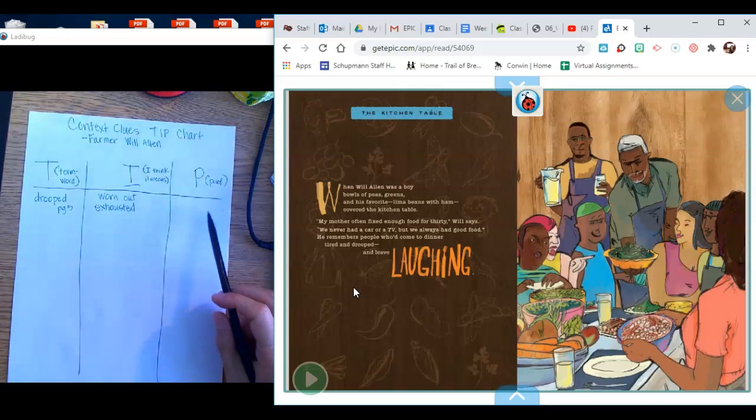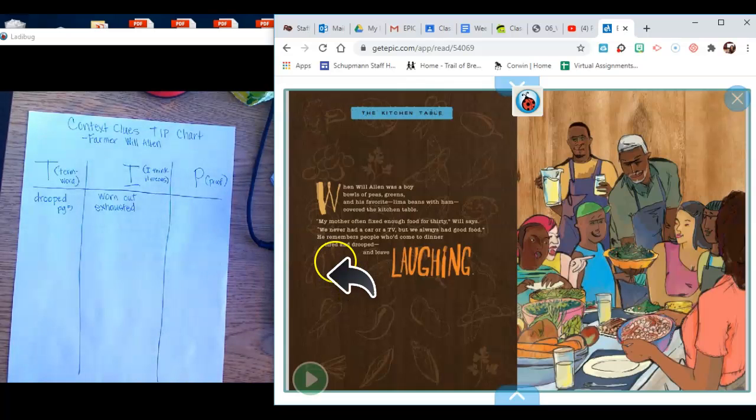But now I need to look at my P column, my proof. What is my proof in the text? What is my proof? So again, as I read that sentence, he remembers people who'd come to dinner tired and drooped and leave laughing. So it sounds to me like they came one way, tired and drooped, and then they would leave laughing. And to me, laughing, they're happy, they would come to eat, so I'm guessing that they have full tummies, they were with people.